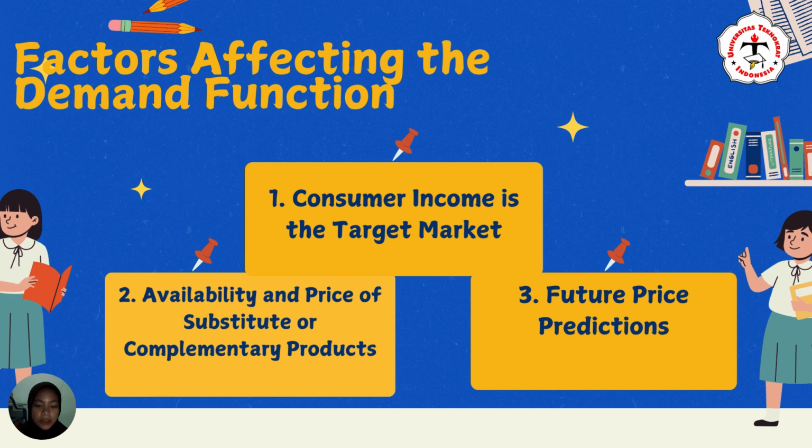There are several factors that influence the demand function, namely, the first, consumer income in the target market. If the average consumer in the target market has a high income, then you can set a product price that is higher than other similar products. However, if average income is low or other similar goods and services are sold at a much lower price, then setting a very high price does not make sense.